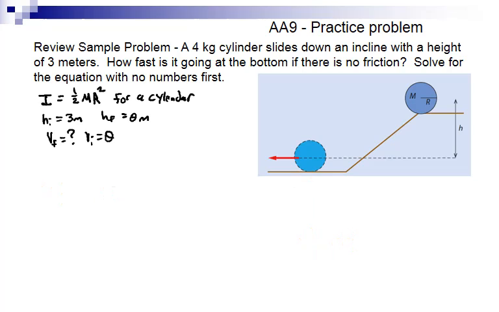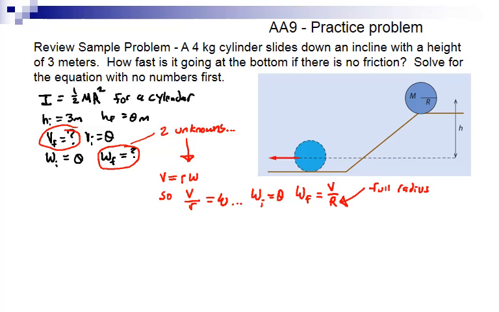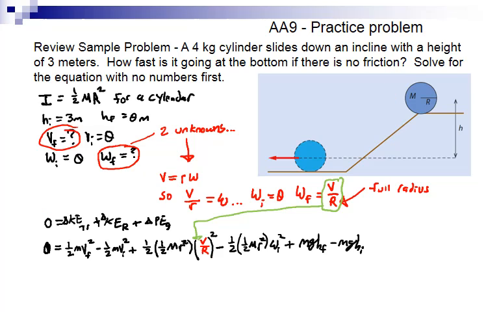All right. So our two unknowns are omega final, the angular speed that it finishes with, and the final velocity, the final speed. And so we'll set up our equation. There's no sliding friction, so non-conservative work is 0. There's rolling friction that's allowing it to roll, but there's no sliding friction. Therefore, it's not taking away any of that energy.